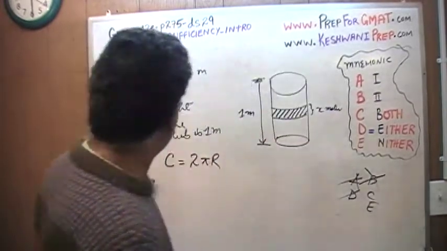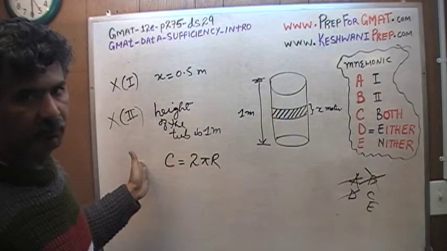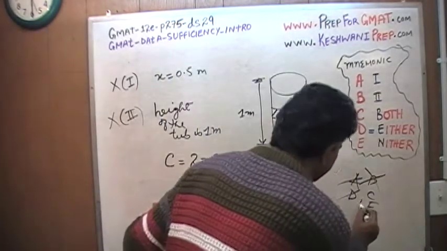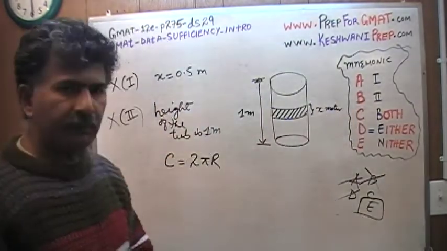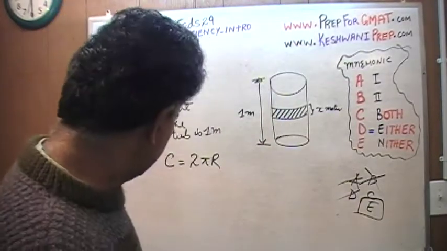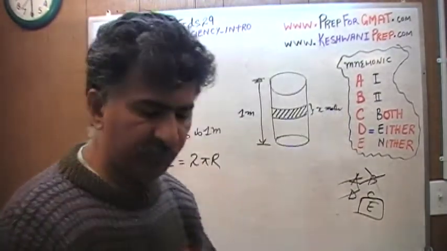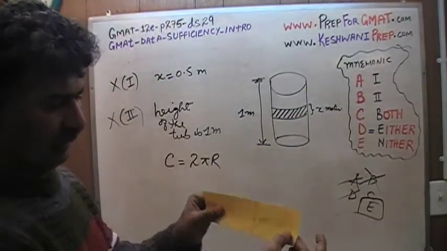The answer cannot be B. If you put them together, it still is not going to give us the answer as to what the circumference of the circle is. The answer is E, being neither. Neither of these statements is any good in figuring out the surface area of this band. The surface area of the band.